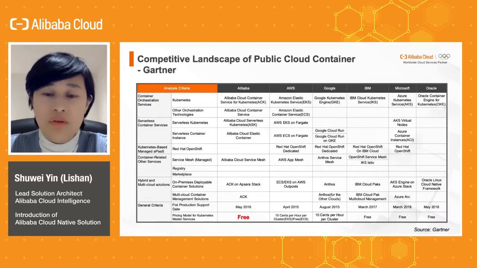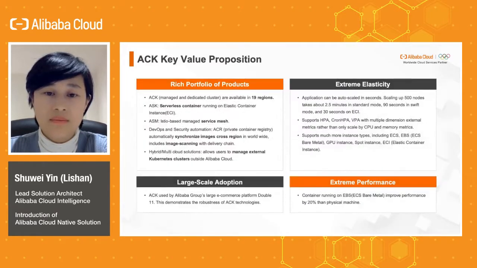This is the newest report from Gartner this year. They compared Alibaba, AWS, Google, IBM, Microsoft, and Oracle, analyzing from 6 criteria. So we can see ACK has a rich product and technique layout. We summarize the ACK advantages in 4 points.